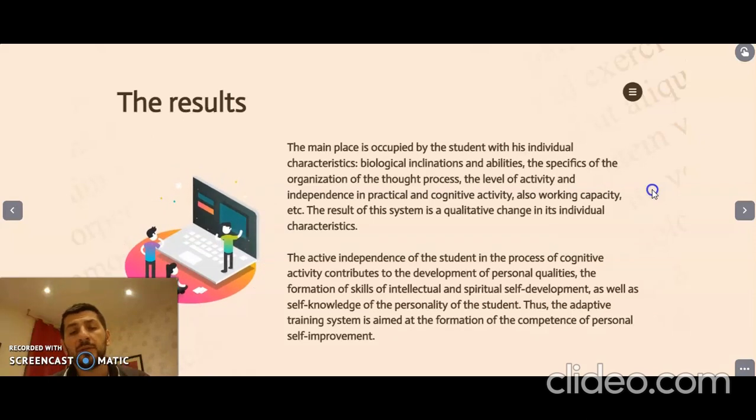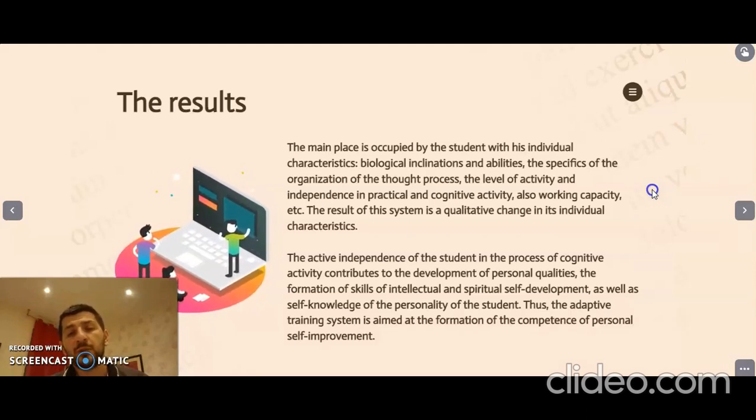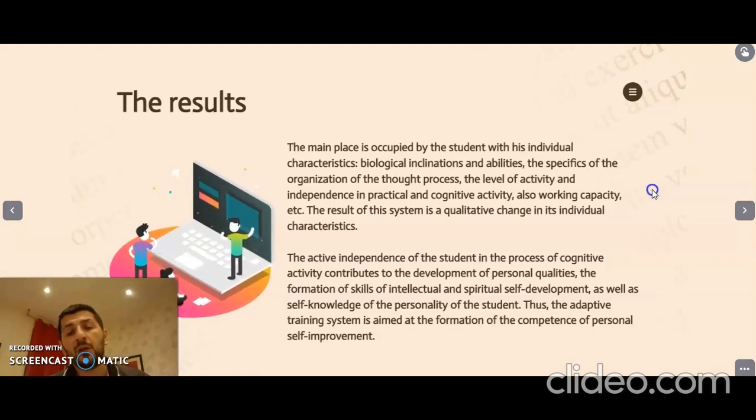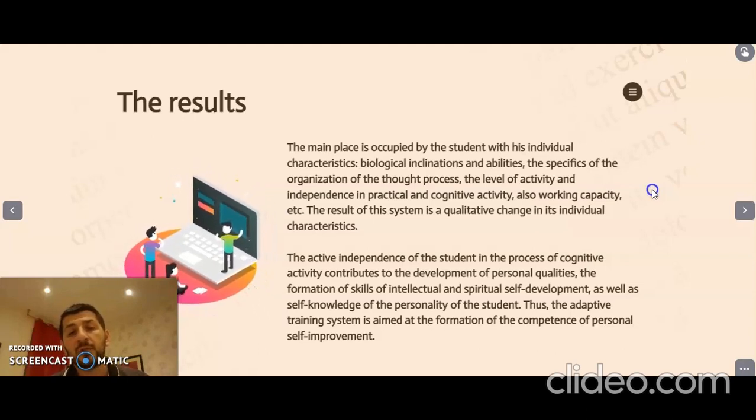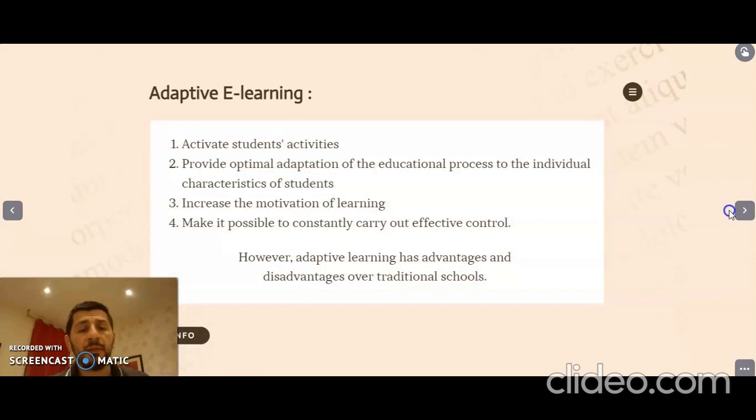The active independence of the student in the process of cognitive activity contributes to the development of personal qualities, the formation of skills of intellectual and spiritual self-development, as well as self-knowledge of the student's personality. The adaptive training system is designed for the formation of the competence of personal self-empowerment. Adaptive learning activities provide optimal adaptation of the education process to the individual characteristics of students, increase the motivation of learning, and make it possible to constantly carry out effective control.